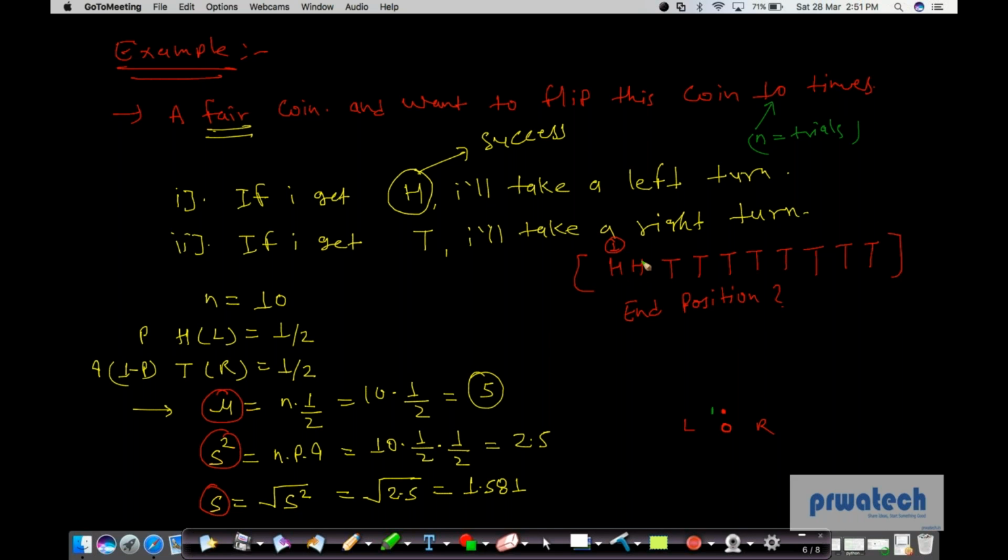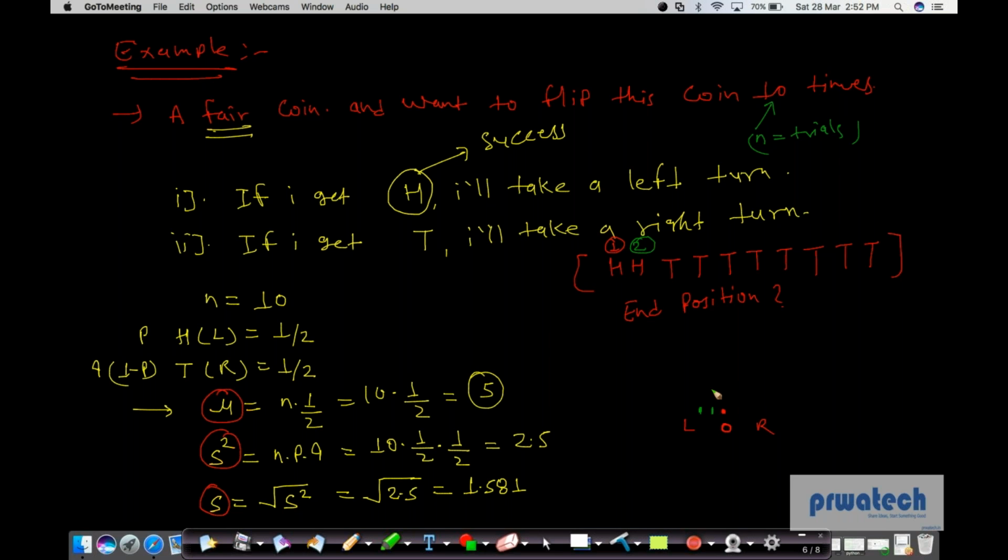I get second time also head. So second time is also head. Again, I'll take one more step there. Then I get tail. So my position is currently here. Again, if I get tail, which means I need to go to the right side. I need to go this side, right? But this is my current position.